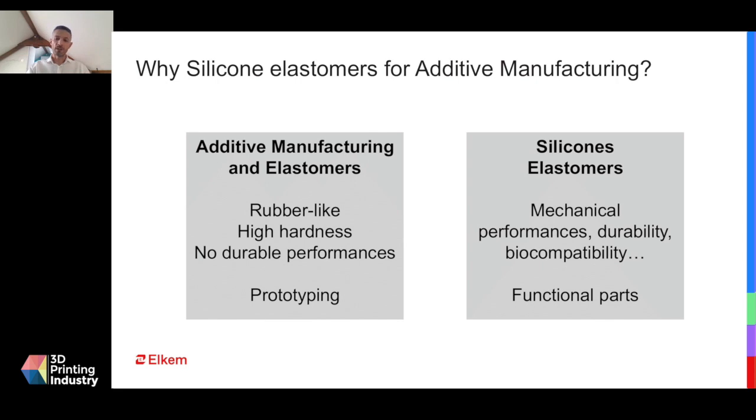In front of that, you have the silicone elastomer technology. This technology presents outstanding performances with very good durability when faced with different aging conditions, and also presents biocompatibility. And thanks to these properties, I will show you how silicone elastomer can help you to print functional parts today.